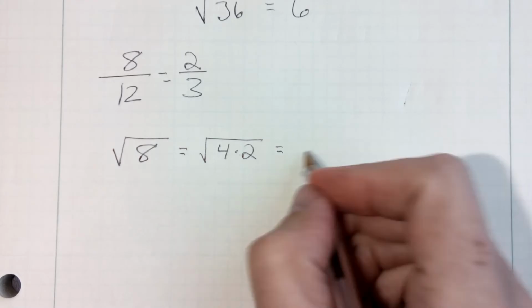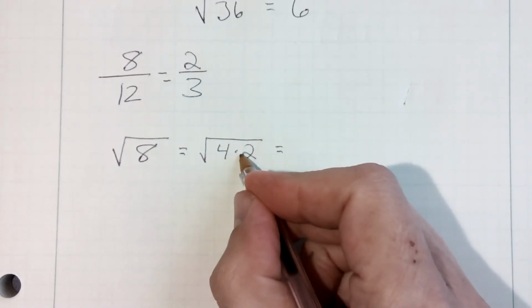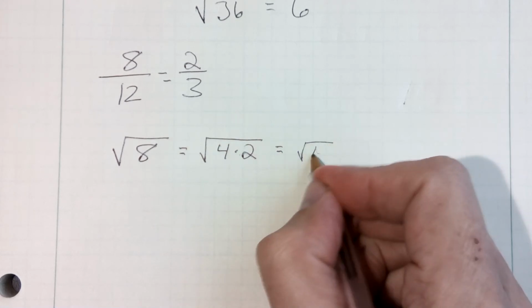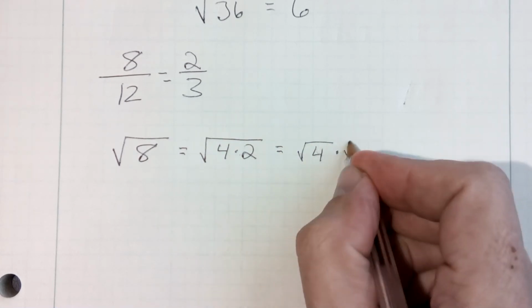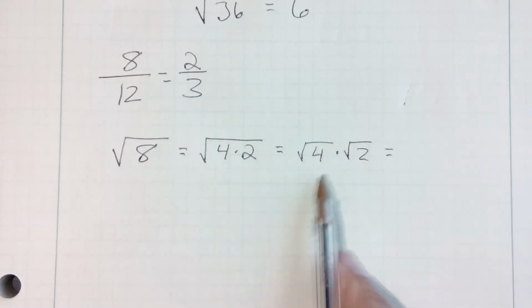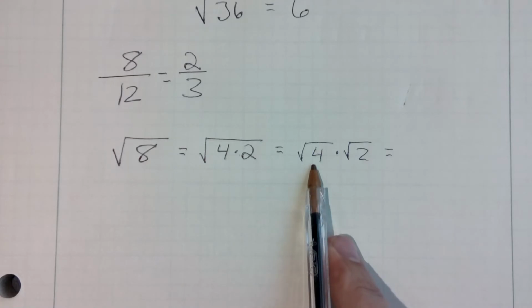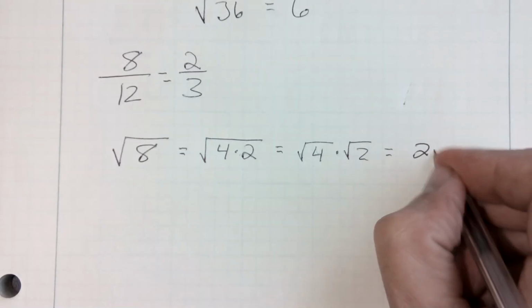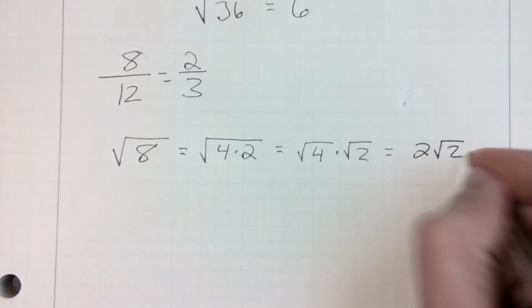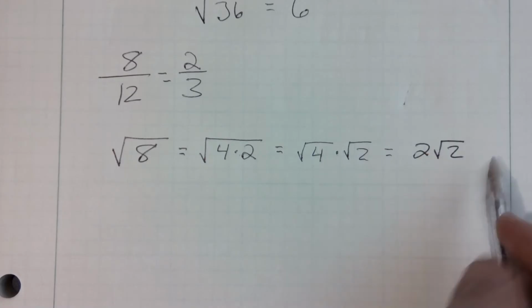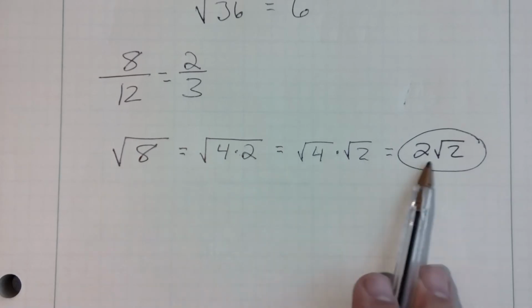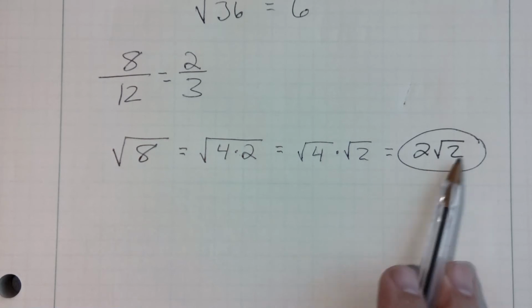In other words, I can separate that 4 times 2 that's under one square root into two square roots: the square root of 4 times the square root of 2. Well, the square root of 4 is a perfect square. I can square root it and get 2 times the square root of 2. You don't need to put a times symbol there. We just write it like that. And so the square root of 8 reduces to 2 square roots of 2.